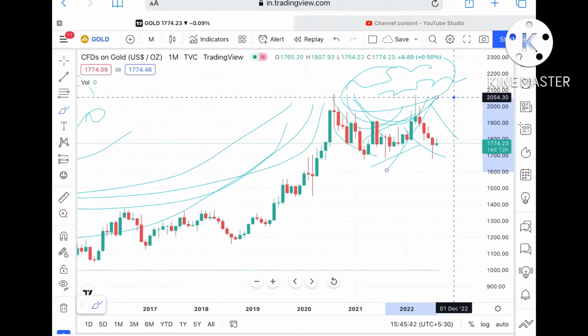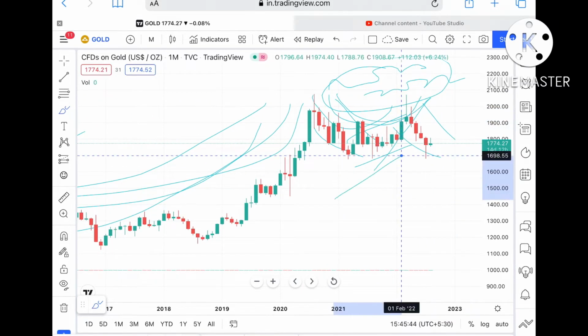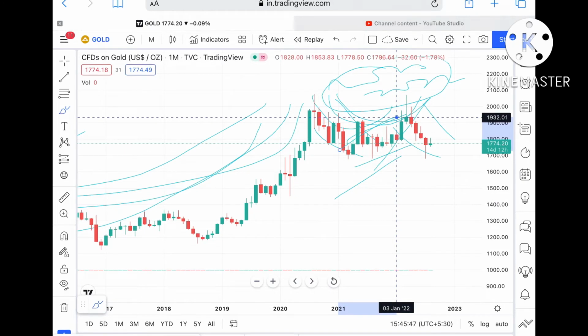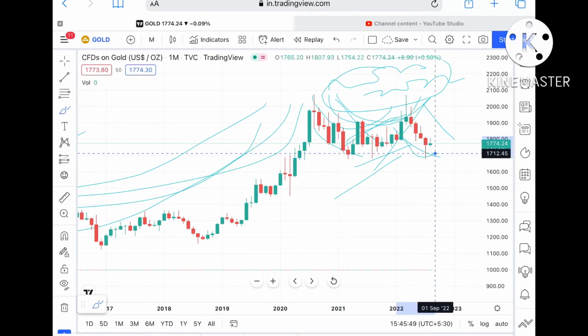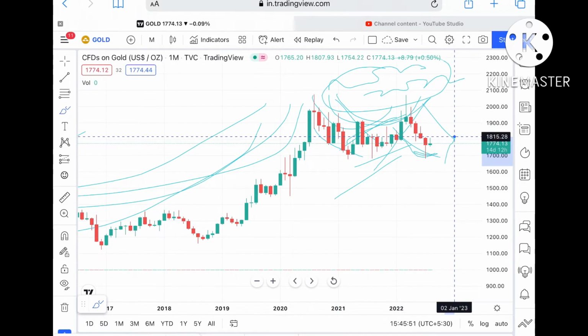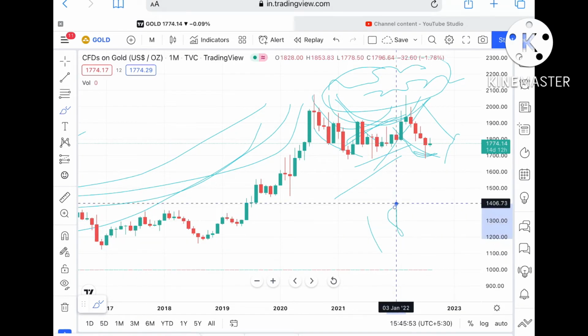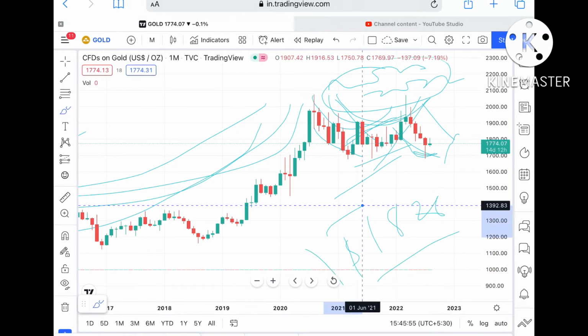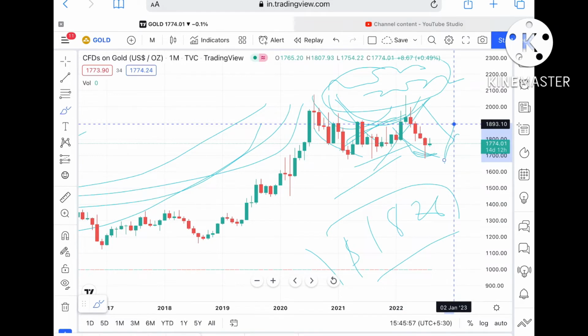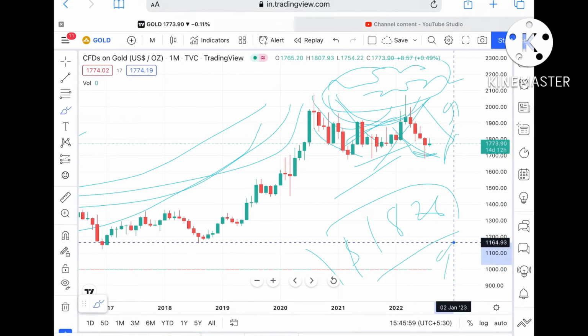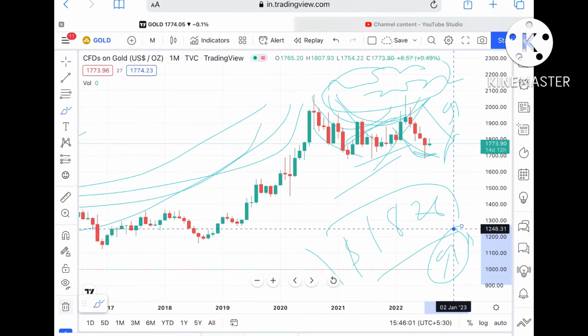And if you have seen my previous video, I have already explained that it can go further upside. The same pattern can form if this particular level sustains, or if it goes above a level of 1826, we can see it go further high, and a probability of making a cup pattern is there, which says it can go further upside.